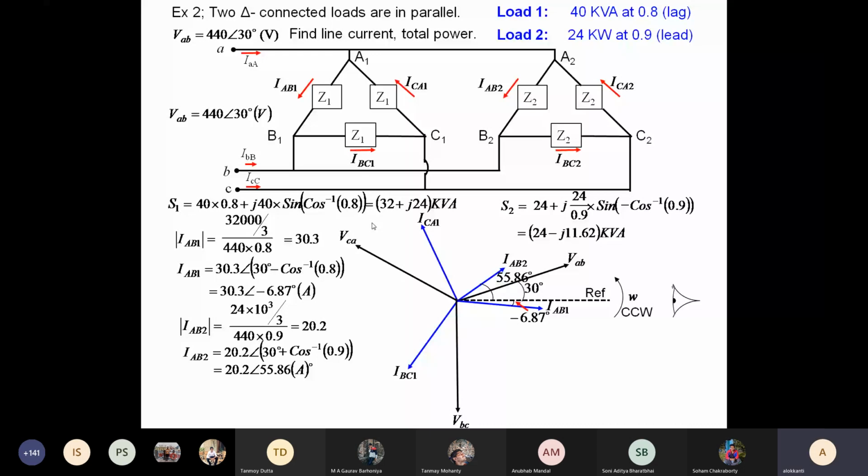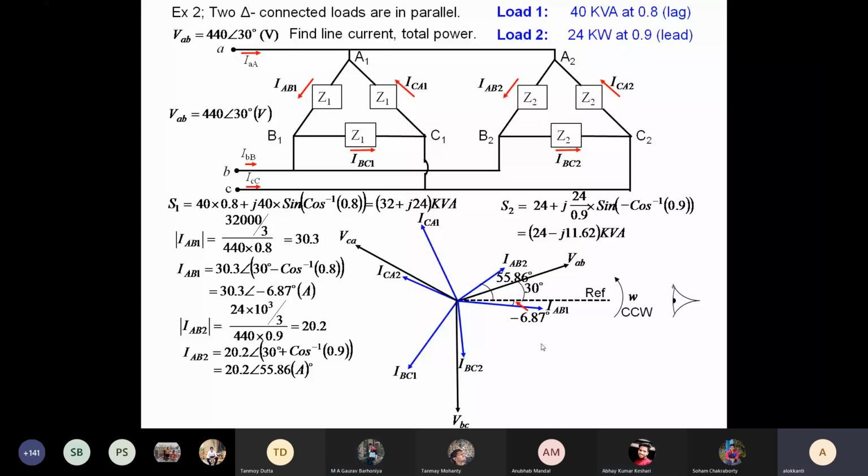And once you have IAB2, you can draw the other phasors, IBC2 and ICA2. And then what is the task? The task is vectorially adding IAB1 and IAB2 to get IAA. So the task is to find out the line current, IA1 plus IA2.